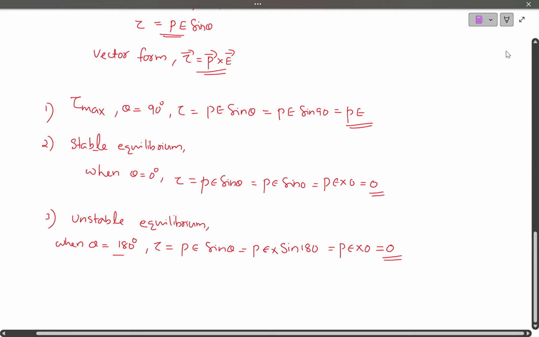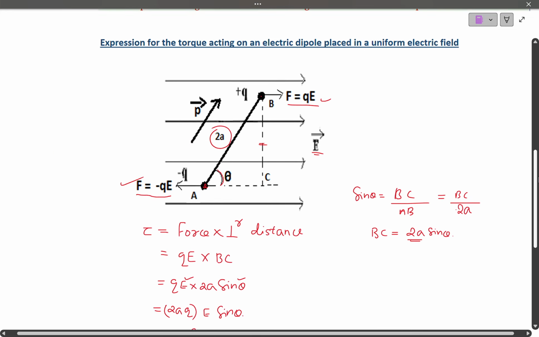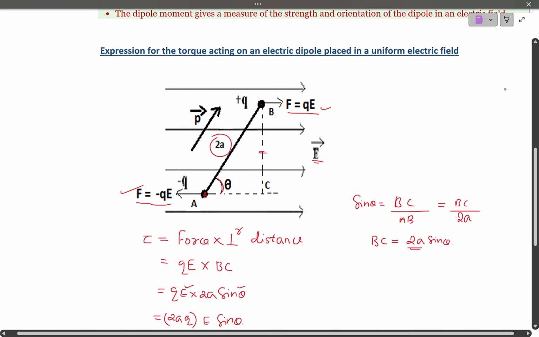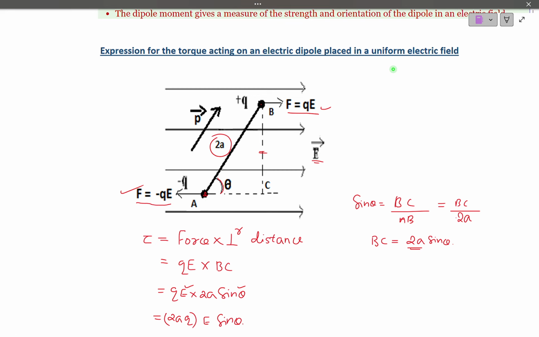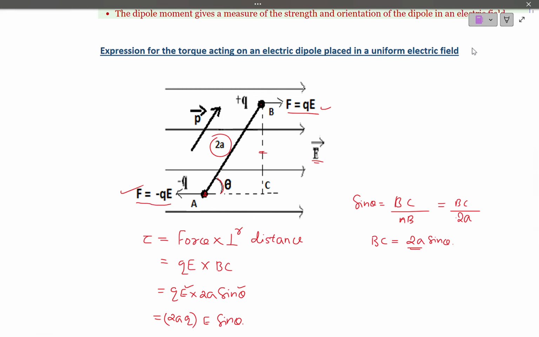Okay. Hope you understood. If you are not understanding, rewind the video. So here we derived the expression for the torque acting on an electric dipole placed in a uniform electric field. Let me tell you what will happen if an electric dipole is placed in a non-uniform electric field. When it is placed in a non-uniform electric field, it exhibits both translational and rotational motion.